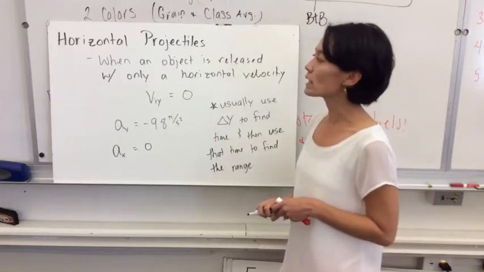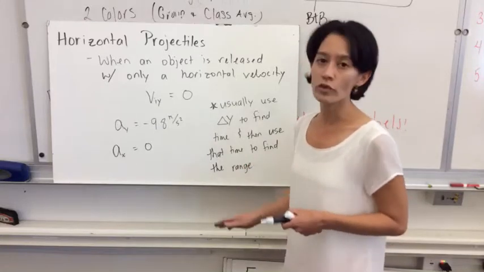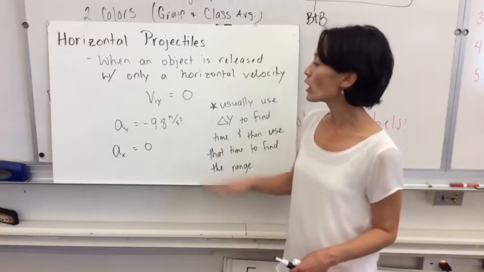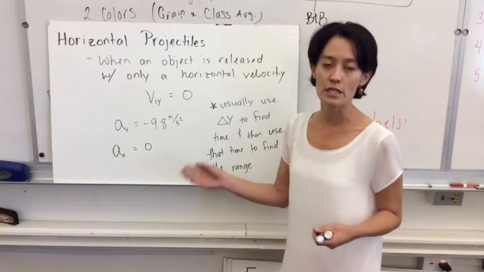So when you get back to class, we'll go over the structure, and then we'll start to do some examples of horizontal projectiles where your initial y velocity does cancel out and just becomes 0.